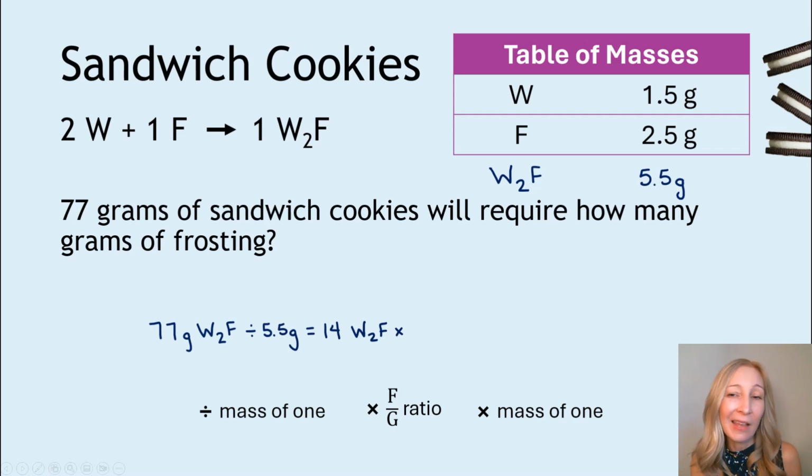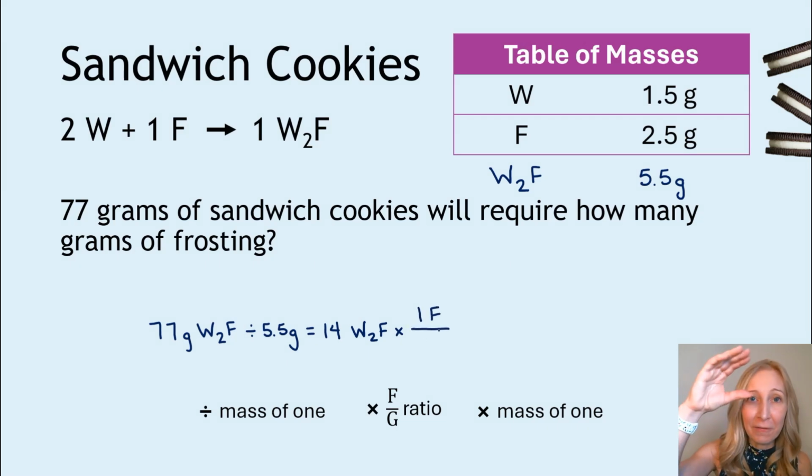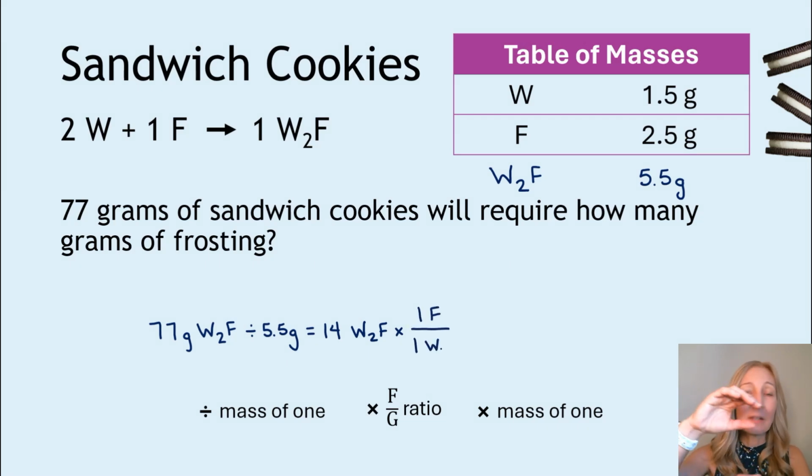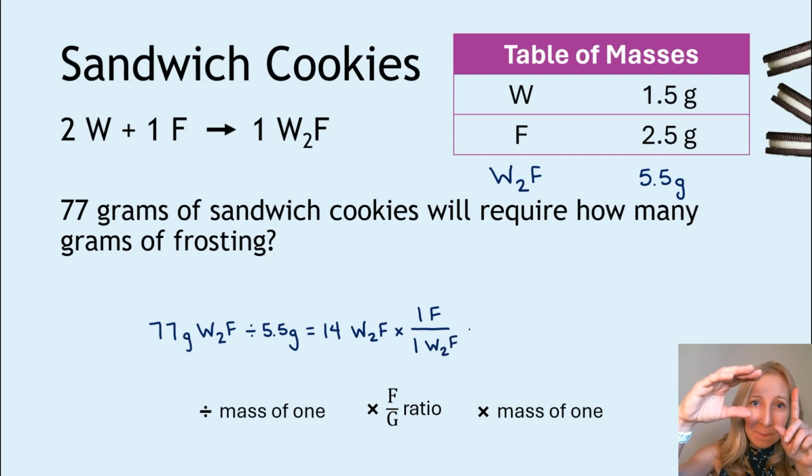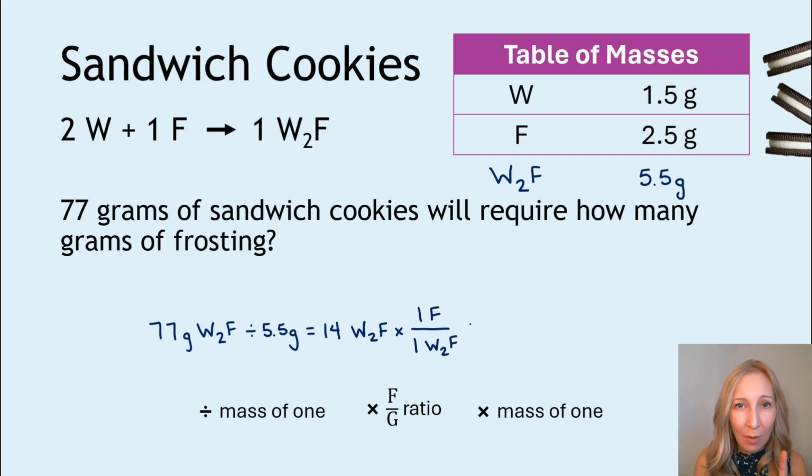If I were stuck, I could always multiply by the coefficient ratio of the find over given. Frostings 1 over sandwich cookies 1. So 1-to-1 ratio. See why leaving the coefficients as ones really helps us out and see those ratios so quickly? All right, this means that I'm going to need 14 frostings to make all of these sandwich cookies.